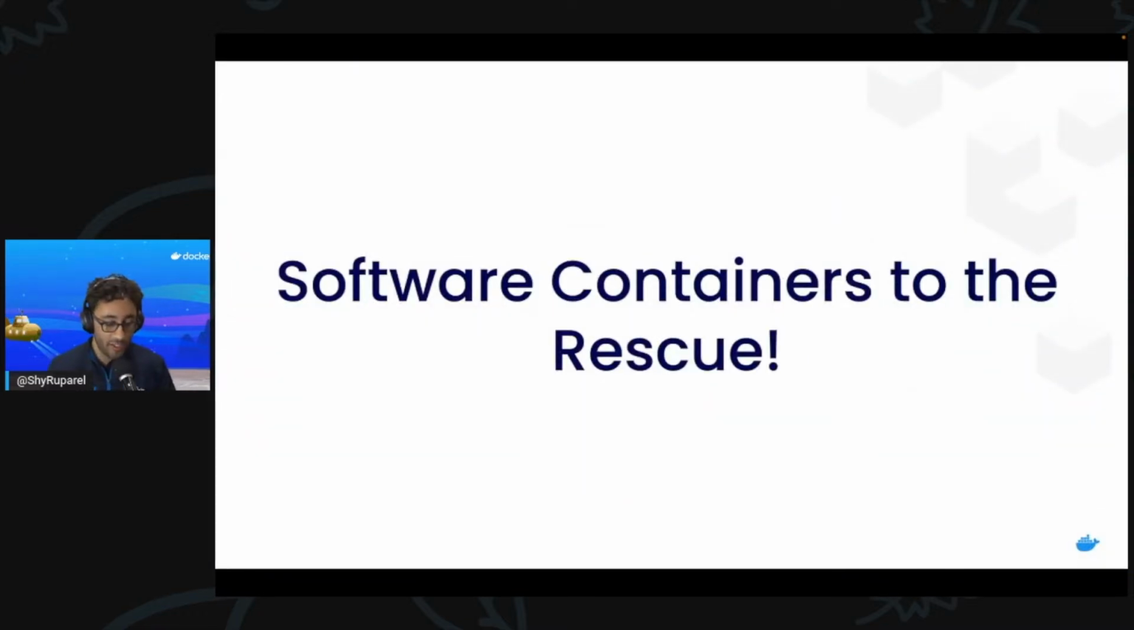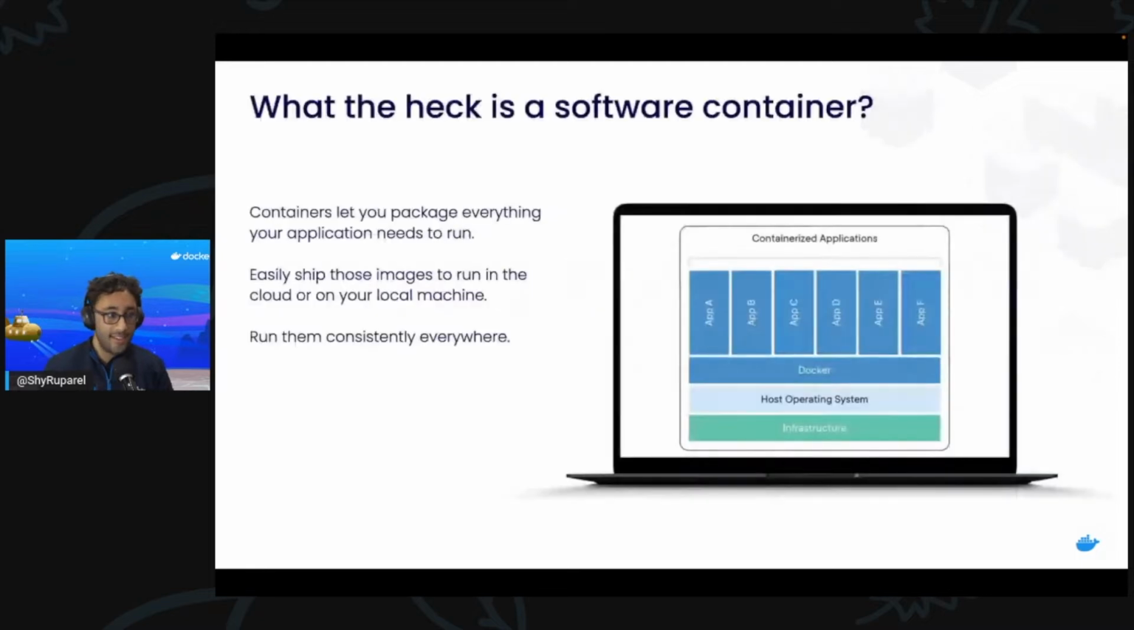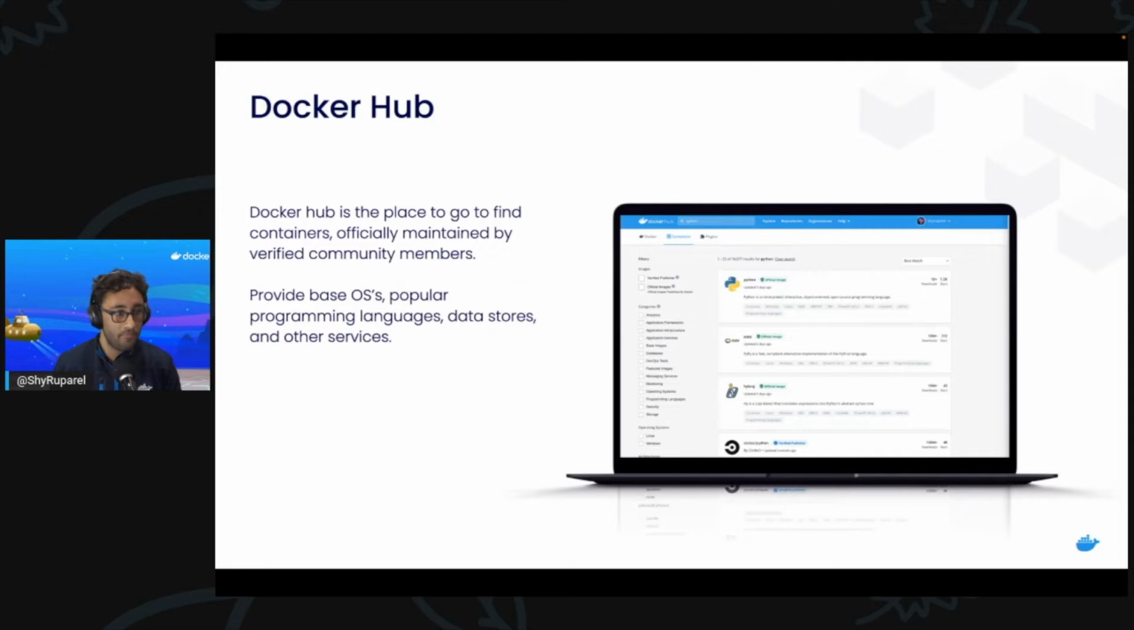They let you package up all the code and the dependencies as well. And I think I already covered this. So I got a little image of kind of how they look, and they run consistently. And we have a bunch of pre-made stuff up on DockerHub. So things like base images, programming languages, data stores.